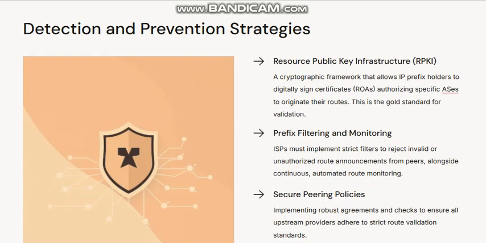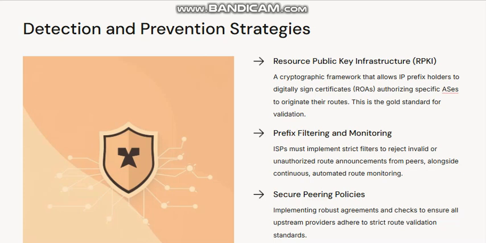So the question arises, how can we prevent all of this BGP hijacking? To protect against hijacking, we use several defense techniques. First of all is Resource Public Key Infrastructure, RPKI. It is a cryptographic system where IP owners create signed route origin authorizations so routers can verify legitimate origins. This is one of the strongest protections.